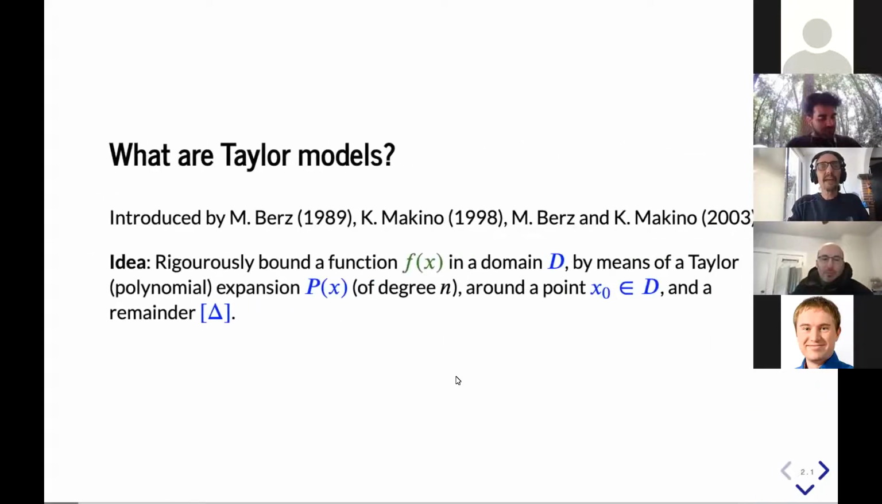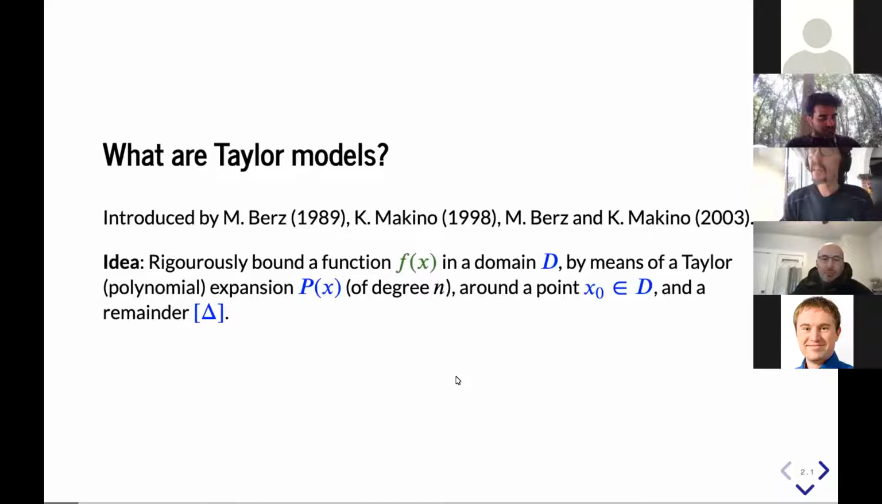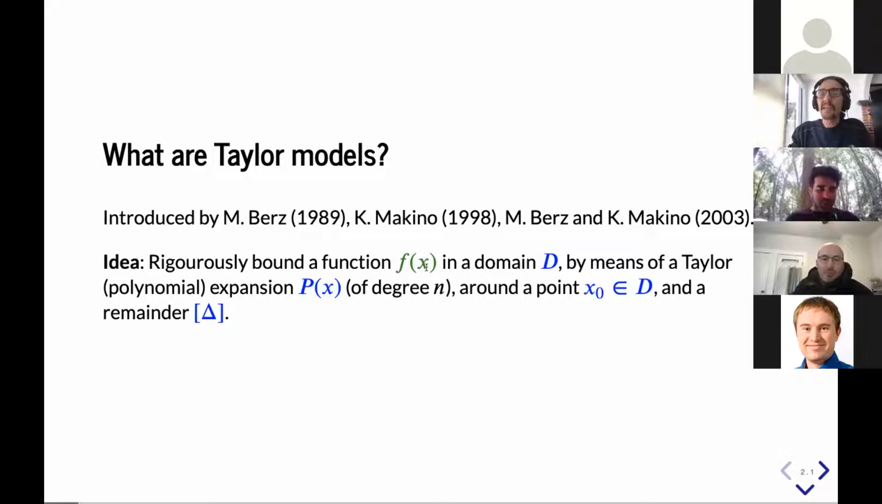So let me begin. I will explain first what Taylor models are. They were introduced by Berz and Makino, 20 plus epsilon years ago. Now, the idea is, instead of dealing with intervals and a very complicated function f of x in a given domain, which is the interval you care about, instead of using the interval evaluation, you exchange that function by a Taylor polynomial, which is this p of x of a given degree.